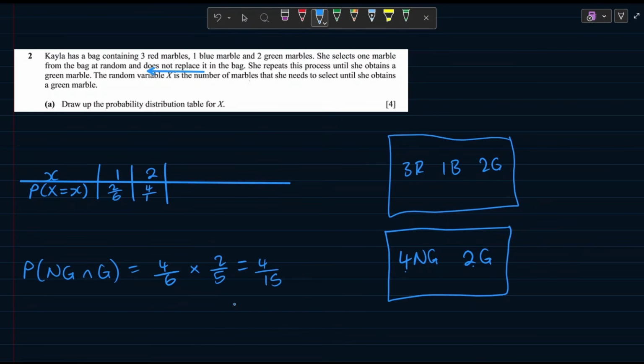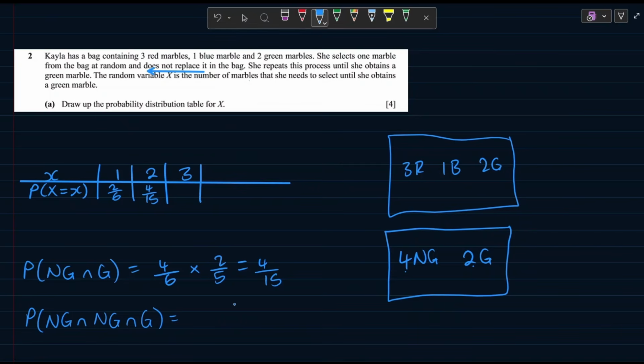4 over 15. She can also take 3 marbles. She can also select 3 marbles until she obtains green. So that's going to be not green on the first pick, and then not green on the second pick, and then green on the third pick.